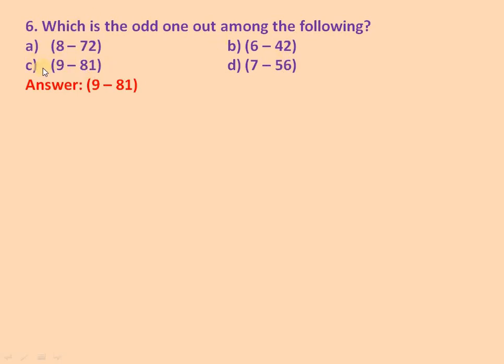8 9s are, then 6 7s are, 7 8s are, but this C part is the odd one out because it is of equal combination. It has to be 9 10s are. So this C is the answer of the odd one out.